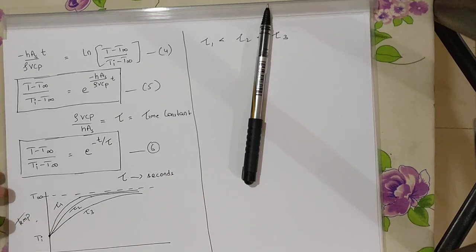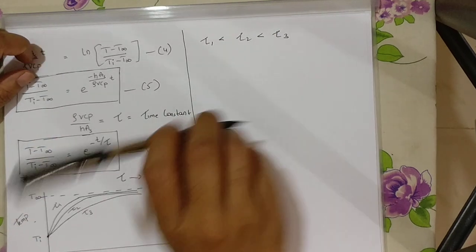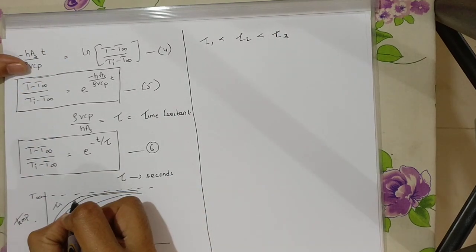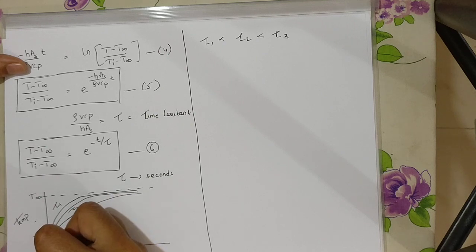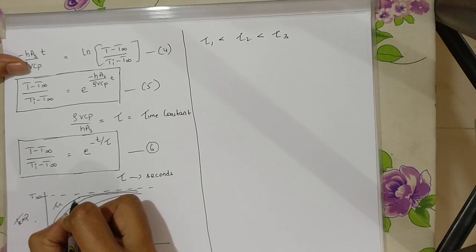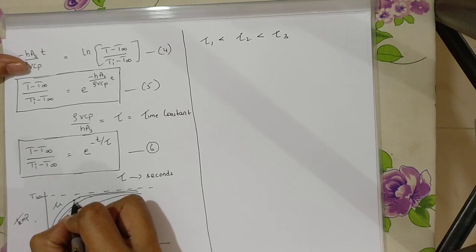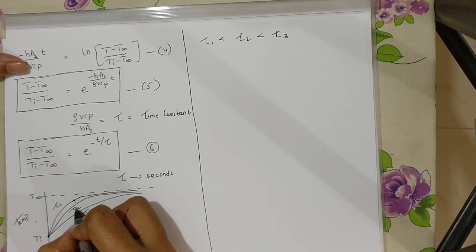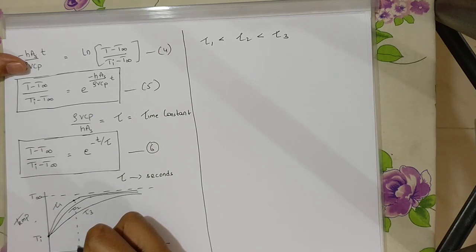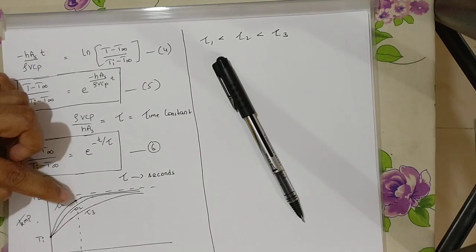Second, the time required for a body to reach some temperature T. For example, if I want to understand how much time is taken for the first body to reach this temperature, then we can extrapolate it using this. So we can identify the time taken for this body to reach some temperature T.